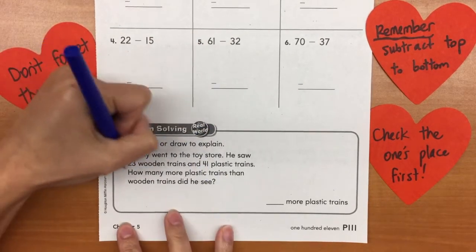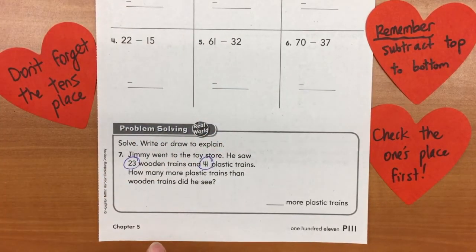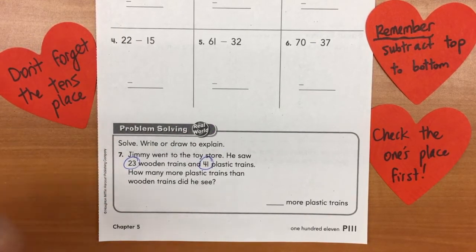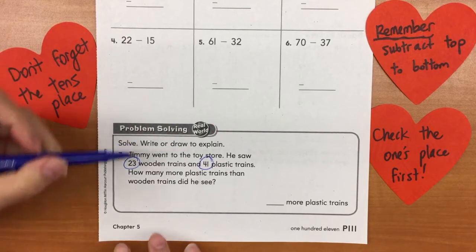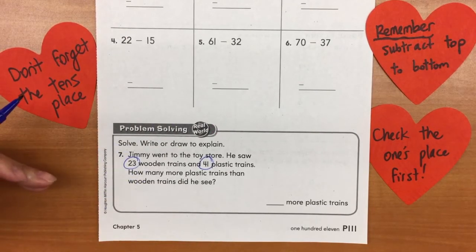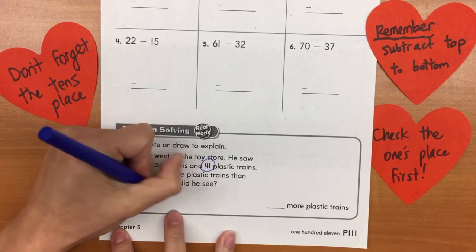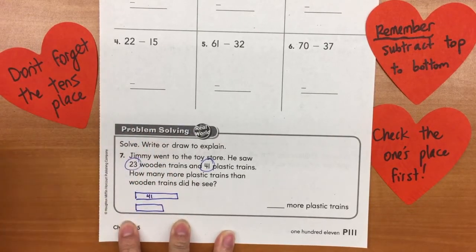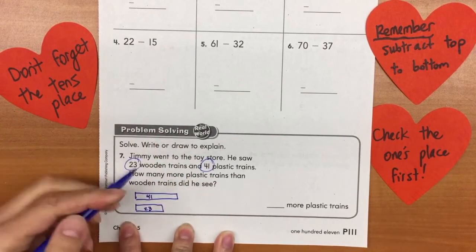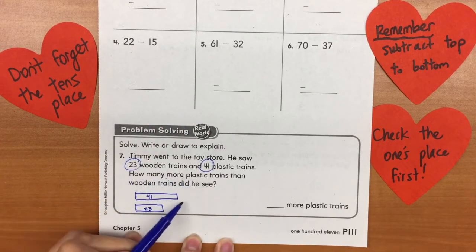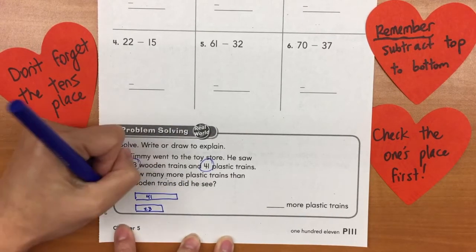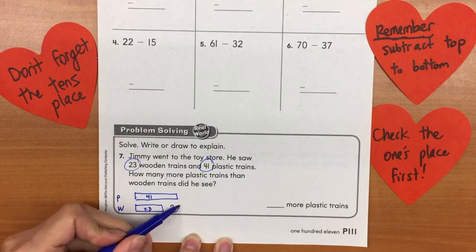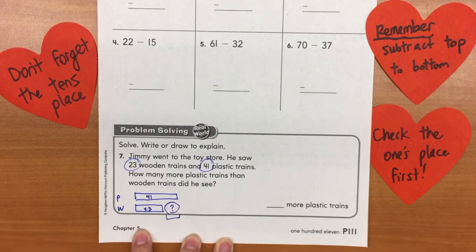So again, we're going to circle those important numbers. That's the first, easiest thing we can do. But if we're looking here, we are not seeing anything like an action taking place. Instead, we are seeing that there's a group of wooden trains and a group of plastic trains. Sometimes you can actually make a picture here, like a bar model, right? We have 41 of these plastic ones and 23 of these wooden ones. They're asking how many more plastic trains than wooden trains did he see? So let's say this is plastic, this is wood. We want to know what this number is here, the difference between the two.